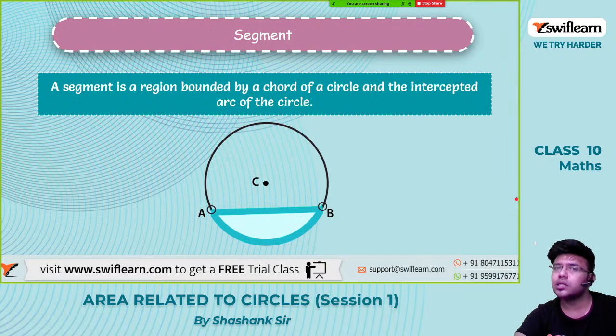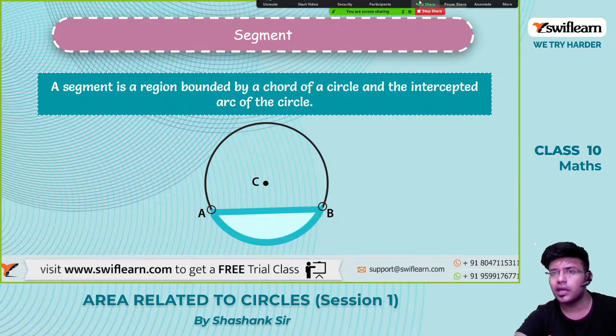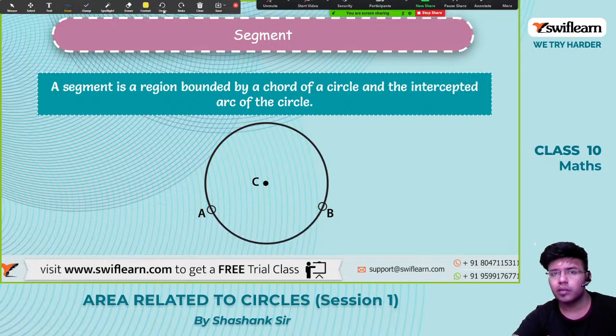So what is a segment? Okay, a segment is a region bounded by the chord of the circle and the intercepted arc of the circle. Okay, now see here, AB is a segment. Let us take AB as a segment.